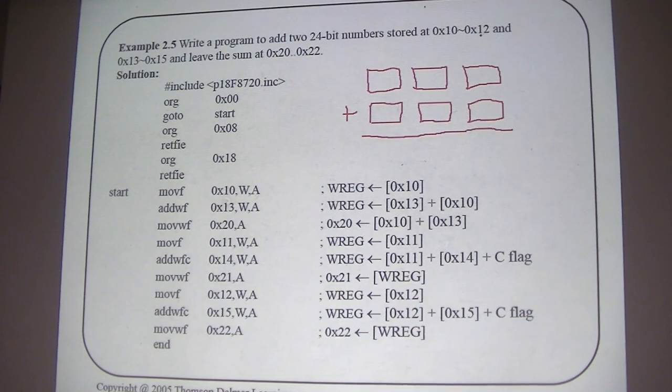The first number is stored at hex 10 to hex 12, which means here will be hex 10, here will be, and hex 12. And this one is following the little Endian method. That means the lower address, the smaller address, will be on the right hand side. The higher address will be here. Likewise, this one will be 20.